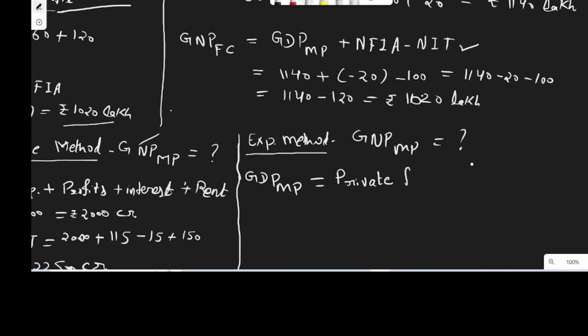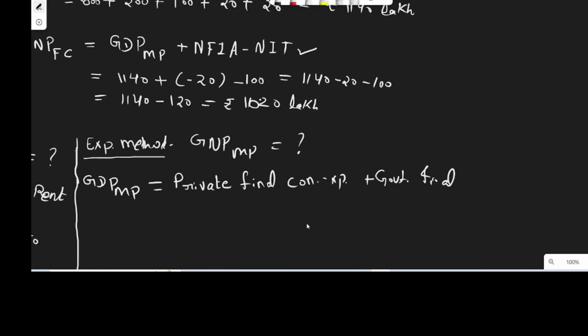So it is private final consumption expenditure plus government final consumption expenditure. Okay, let me drag the page.